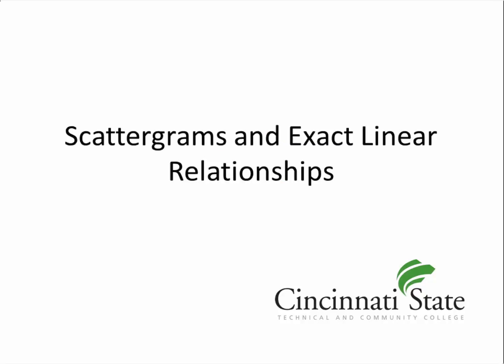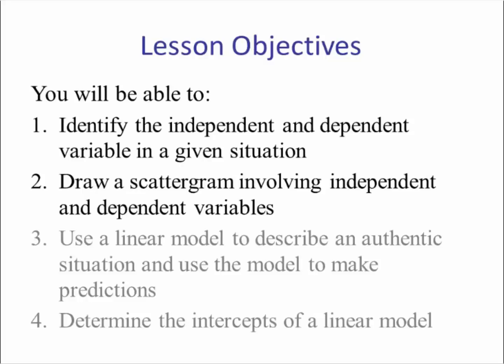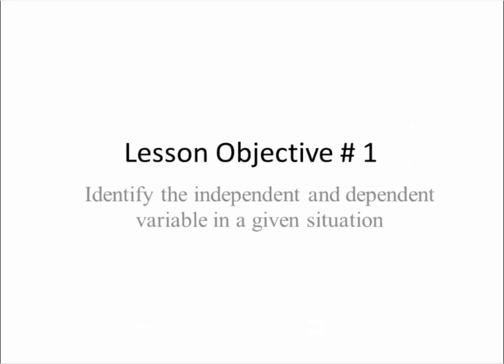Pre-statistics. Scattergrams and exact linear relationships. Lesson objectives: identify the independent and dependent variable in a given situation, and draw a scattergram involving independent and dependent variables. Lesson objective number 1.